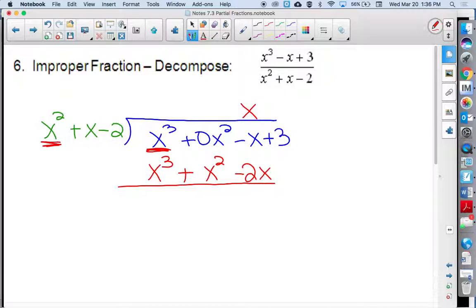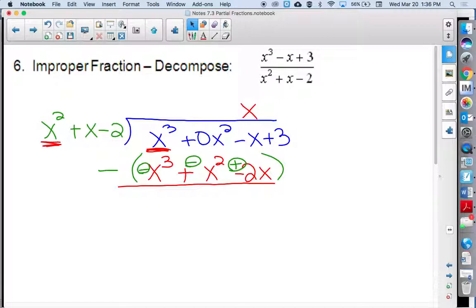And then, Chelsea, what do you do with these two quantities? You subtract them. Right, you subtract them. So just be careful with that minus sign. Everything is subtracted. So we're subtracting x cubed, we're subtracting x squared, but the negative 2x turns into a positive 2x. And then, Chelsea, combining them together gives you negative x squared plus x.